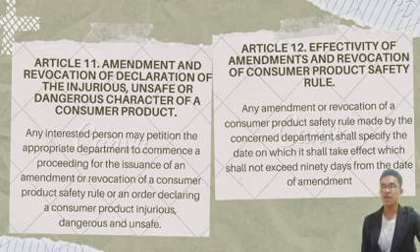The Article 12, the effectivity of amendments and revocation of consumer product safety rule. Any amendment or revocation of a consumer product safety rule made by the concerned departments shall specify the date on which it shall take effect, which shall not exceed 90 days from the date the amendment or revocation is published. So, sumpay gyud ni siya sa akong example ganina na di ba natagan naman to petition ang milk tea business, then they are given not more than 90 days to comply with all the requirements for the safety rules.